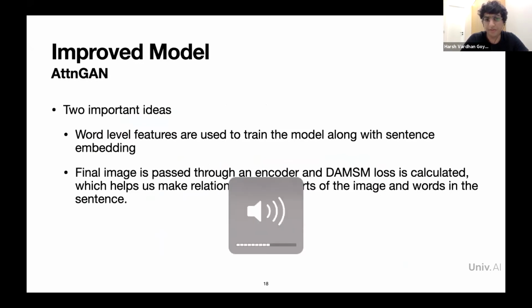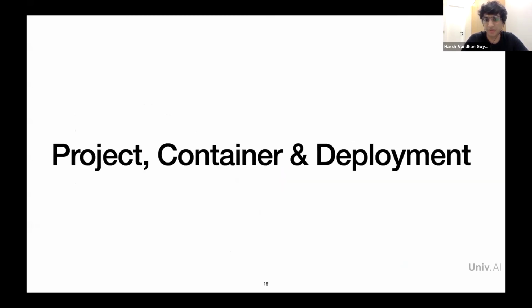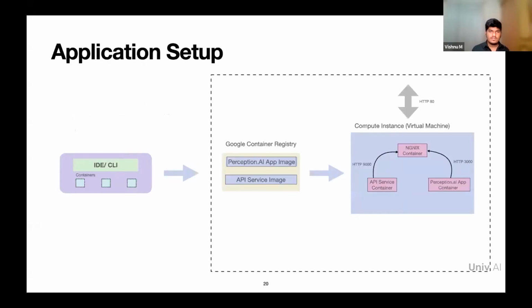We used the pre-trained model weights for the AttentionGAN model and deployed it using the tech stack that Vishnu will talk about now. So next we come to the deployment phase. First we code our model, train it, and code our front end as well. Then we compartmentalize all the code into separate containers. We basically have two containers: the PerceptionAI app image, which deals with our front end, and the API service image, which deals with our backend.